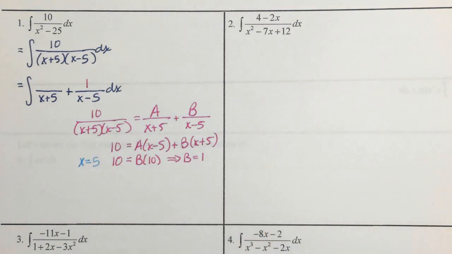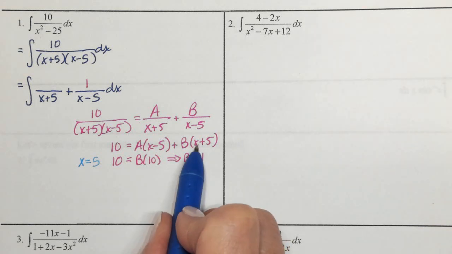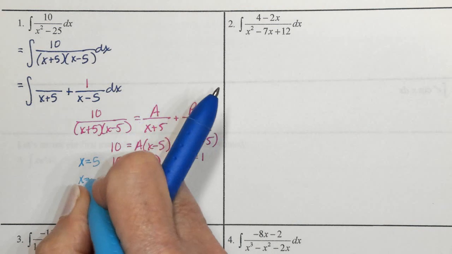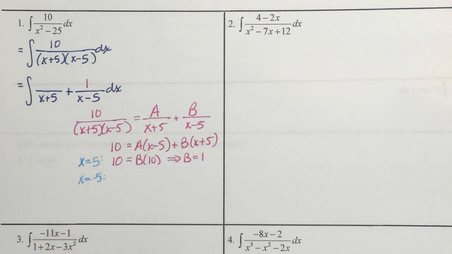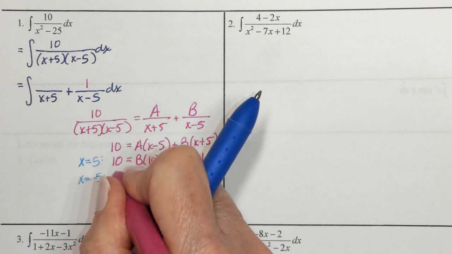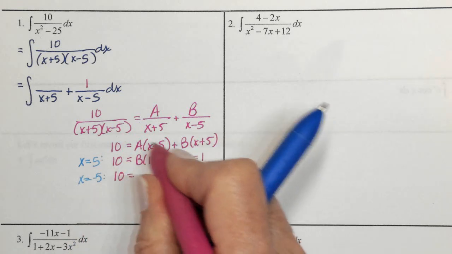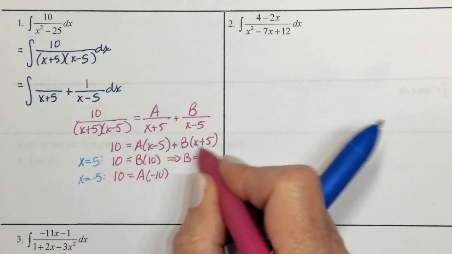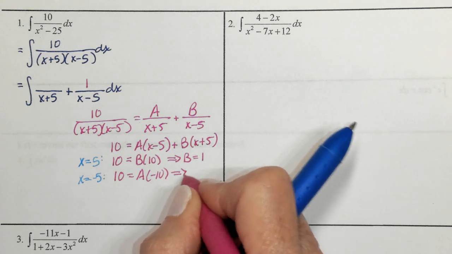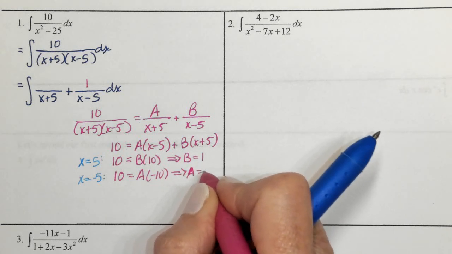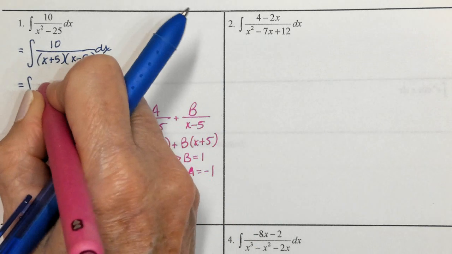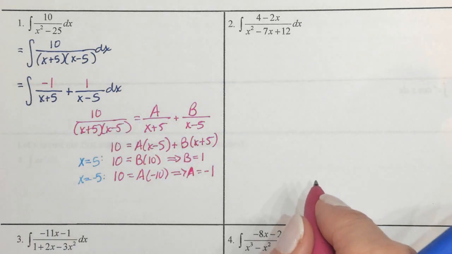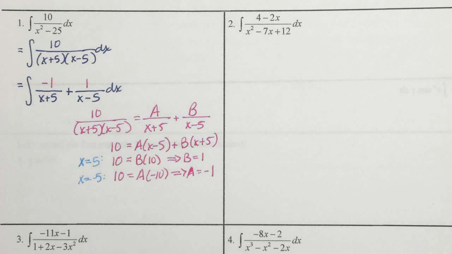Now we're going to find the a term. To find the a term, I'm going to let x be negative 5. So we're going to let x be negative 5. If x is negative 5, we have 10 on the left. We have a times negative 10 plus 0, and that means that a must be negative 1. So now we know that the number that is in the numerator of the x plus 5 term is negative 1.